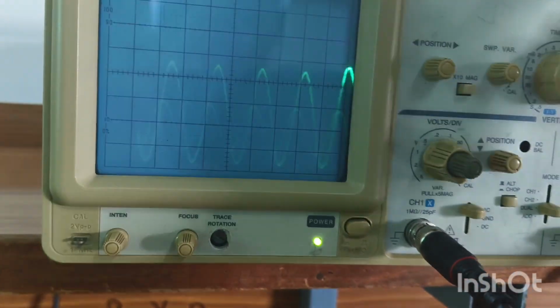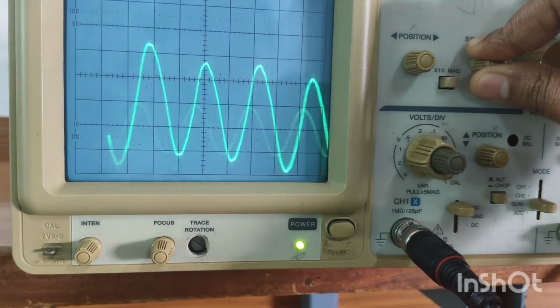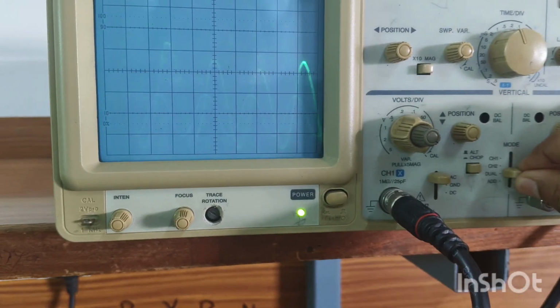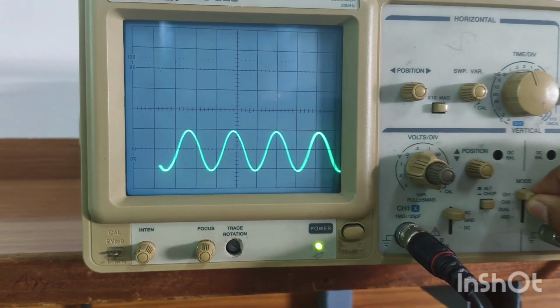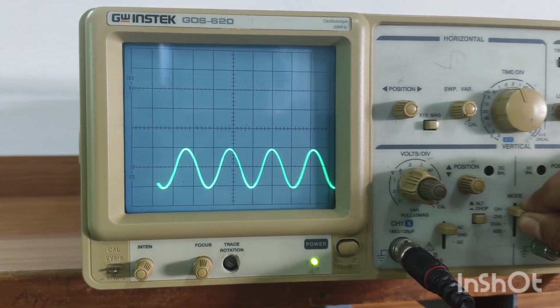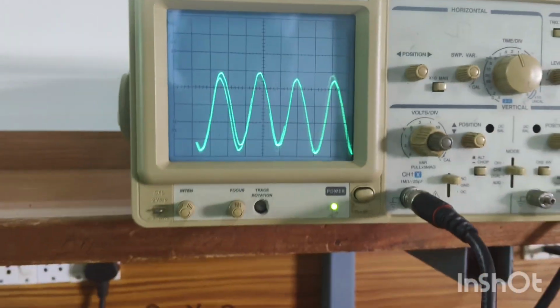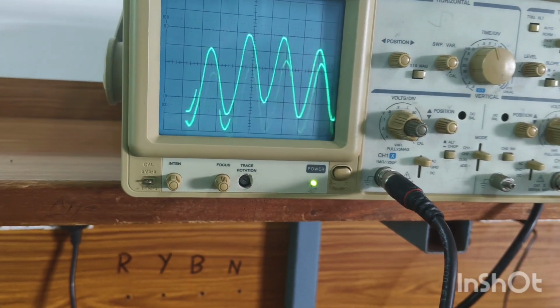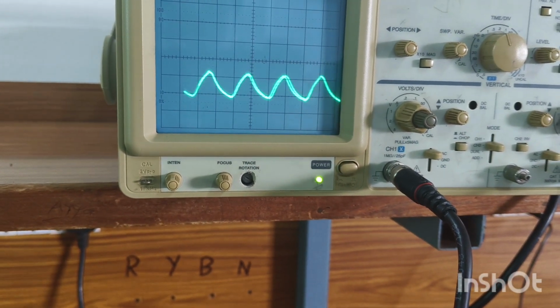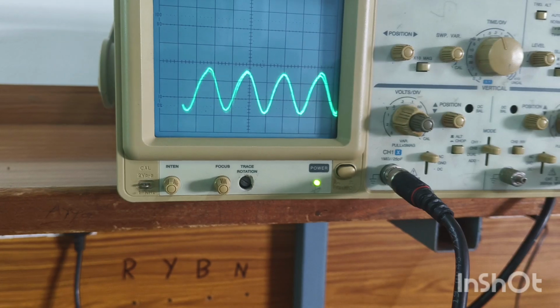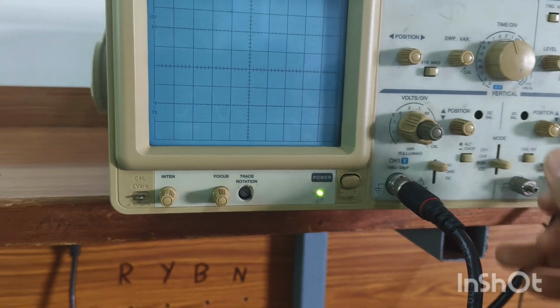Why it is blinking here, I don't know. Demodulation, modulation, demodulation. Okay, dual.